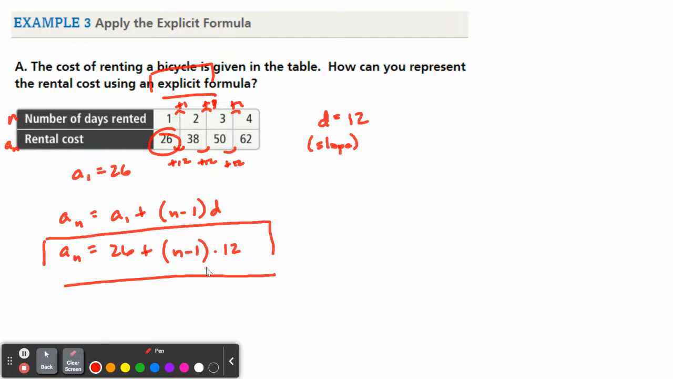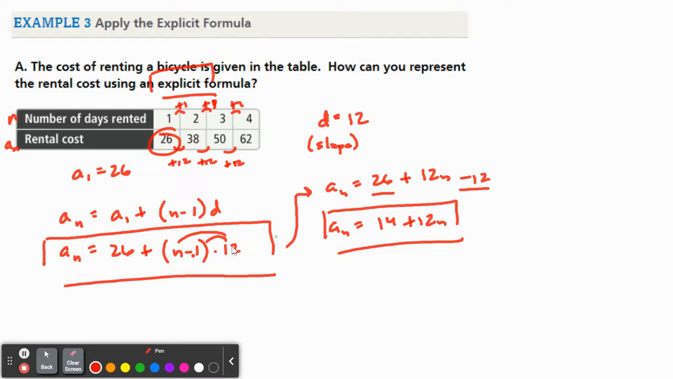But now we can make this look like slope-intercept form. The way we're going to do that is by distributing the slope, or distribute the common difference. I'll do that right here. So we have a sub n equals 26 plus n times 12 is 12n, and negative 1 times 12 is negative 12. Then we're going to combine our like terms. There are two constant terms, 26 and minus 12. So 26 minus 12 is 14, and then the 12n comes down. So I'm going to put 14 plus 12n. And that would be another way to write this explicit formula.